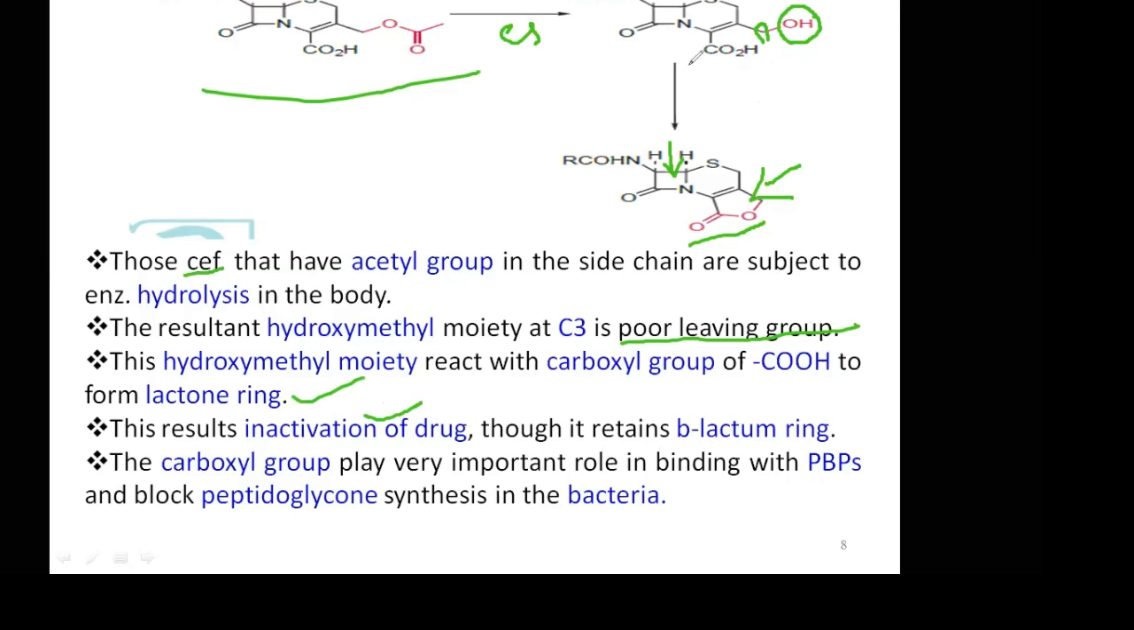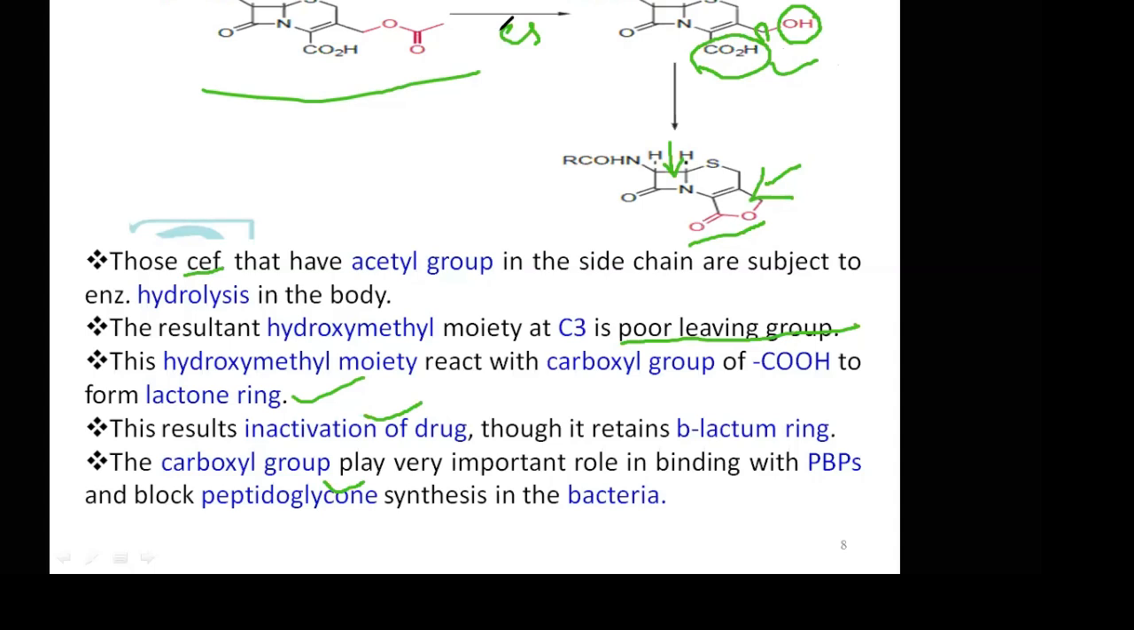What is the important thing? We learned at first that this carboxylic group is very important in blocking peptidoglycan layer synthesis, and it will bind to the beta lactamase enzyme. Now if there is lactone formation, there is no carboxylic group. So this carboxylic group, which is very essential for blocking peptidoglycan layer synthesis, is lost.